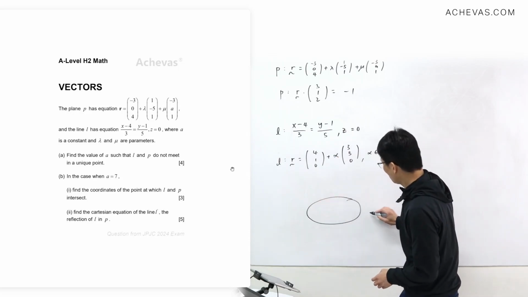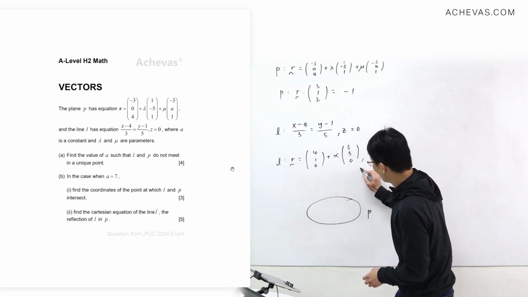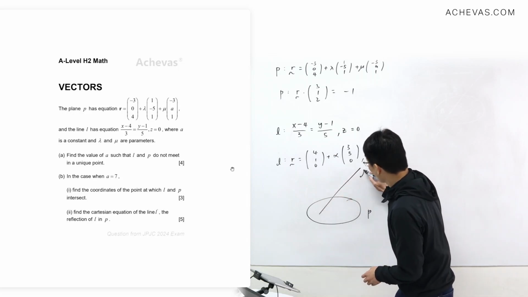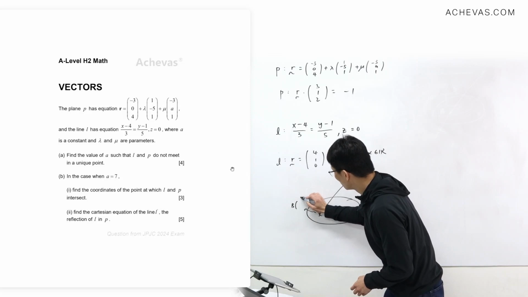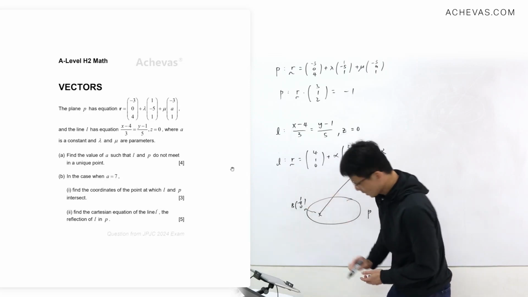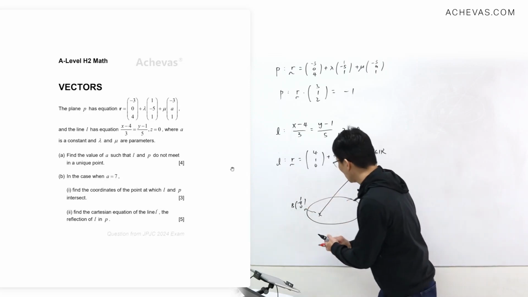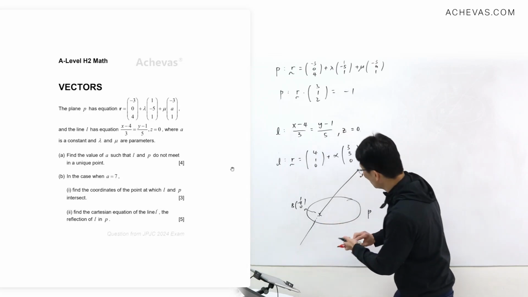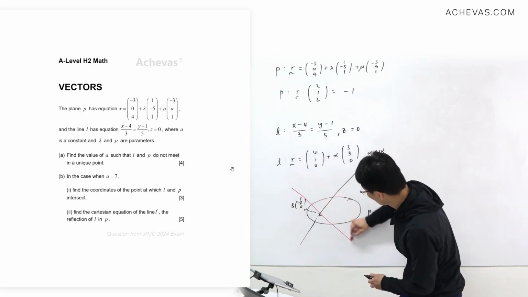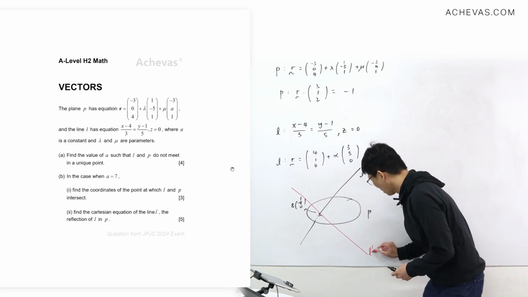So we have a plane P. Let's have an equation of the line L, and it will intersect at point B, which we have found earlier on, which is (1, -4, 0). And we are supposed to find the reflection of line L about this plane. So I will get something like this. So this is L prime.